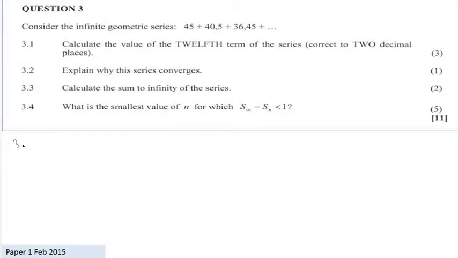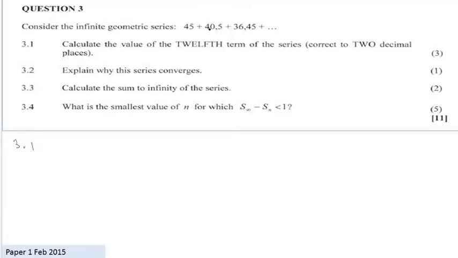Question 3.1. Consider the infinite geometric series: 45, 40.5, 36.45. Calculate the value of the 12th term of the series, correct to 2 decimal places.